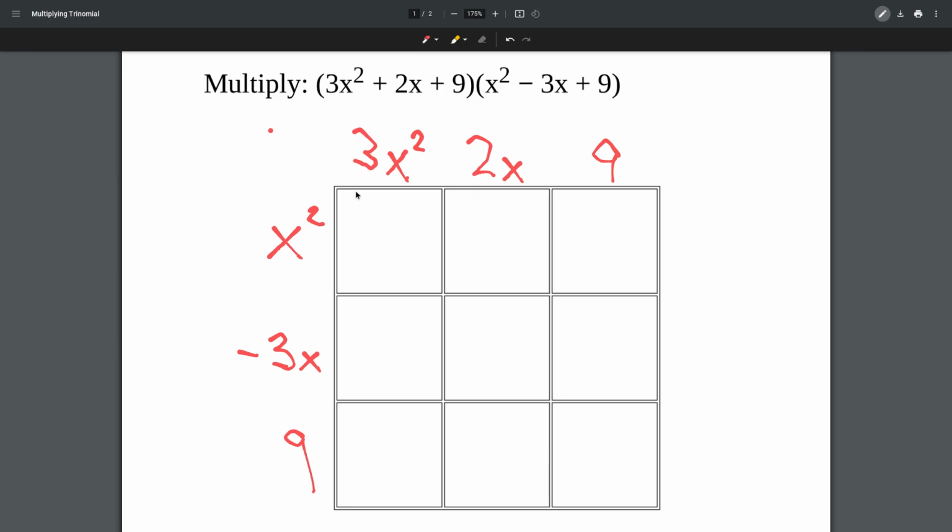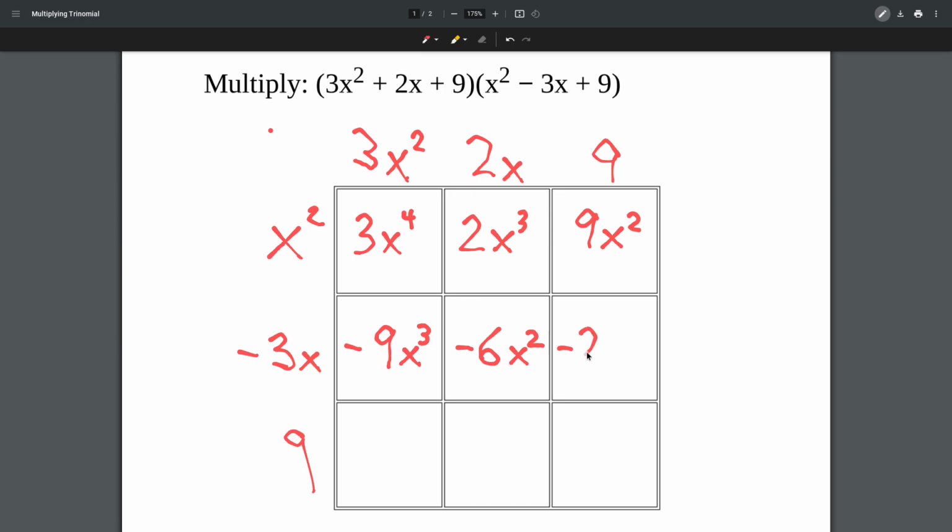So first off, 3x squared times x squared is 3x to the fourth power. X squared times 2x is 2x cubed. X squared times 9 is 9x squared. 3x squared times minus 3x is minus 9x cubed. Negative 3x times 2x is minus 6x squared. Minus 3x times 9 is minus 27x.